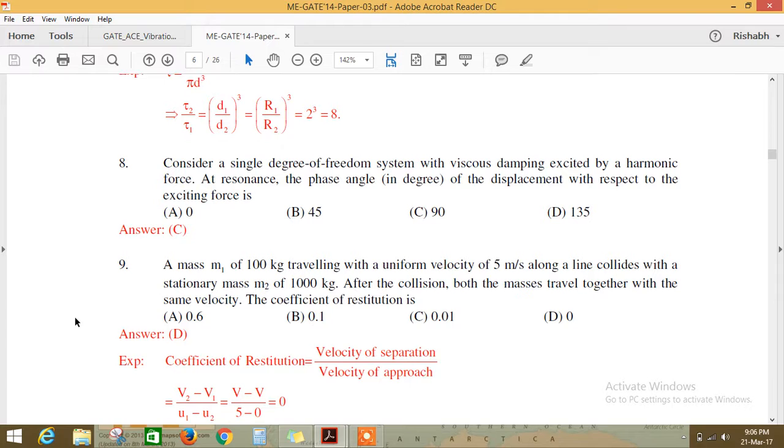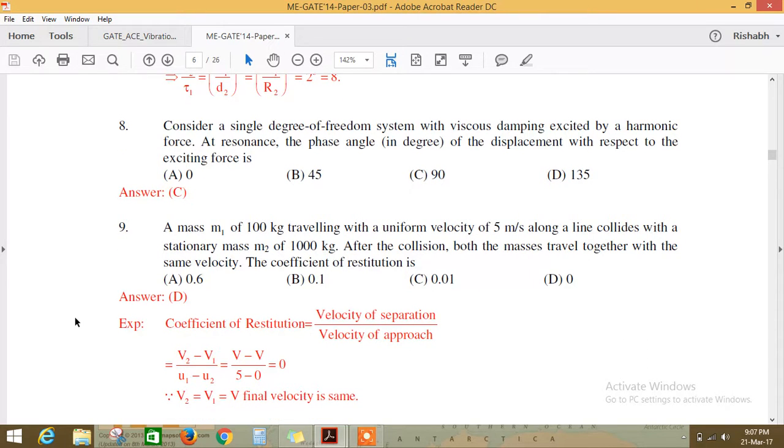Next question. This is a question from engineering mechanics, so let me read it. A mass m1 of 100 kg traveling with a uniform velocity, be careful, uniform velocity of 5 meter per second along the line collides with a stationary mass m2 of 1000 kg. After the collision, both the masses travel together with the same velocity. The coefficient of restitution, very simple. We know what the coefficient of restitution is.